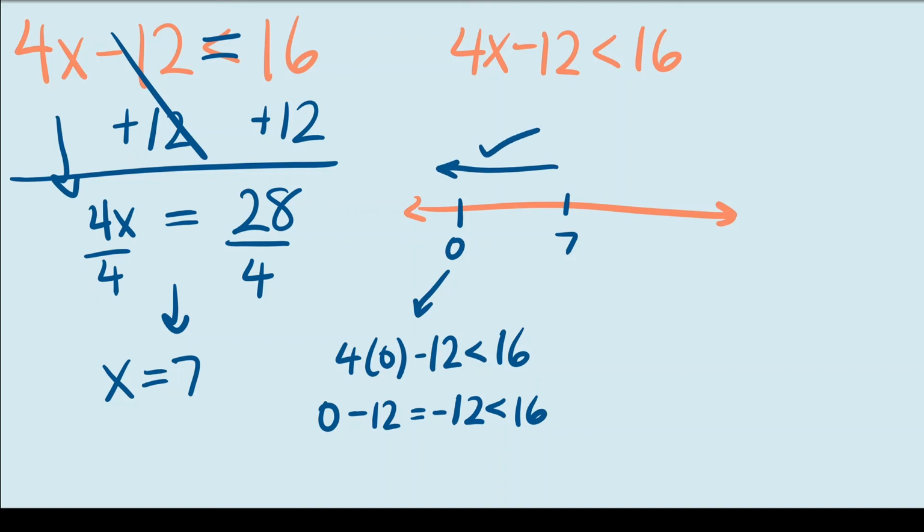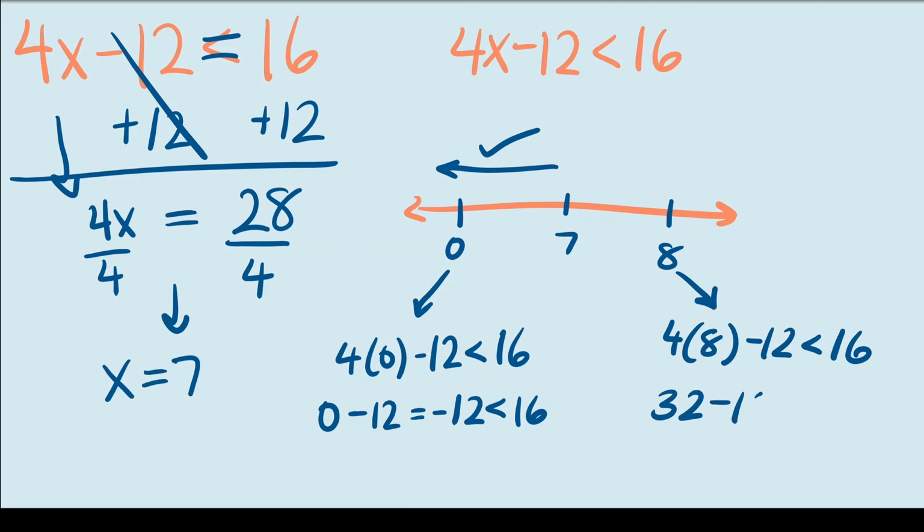Now, onto the right-hand side. I'm going to pick 8, and so that gives me 4 times 8 minus 12 is less than 16. Well, 4 times 8 is 32. Minus 12 gives me 20, and I know 20 is not less than 16 because 20 is greater than 16. So all values greater than 7 do not work. And that means our final answer is x is less than 7.